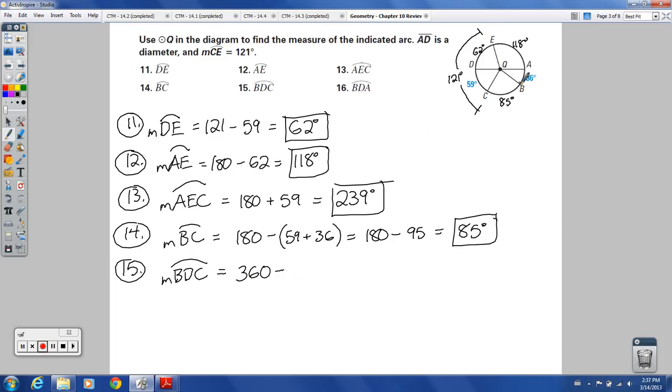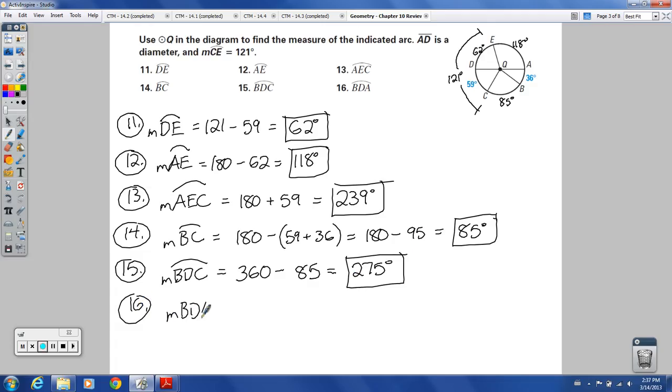Alright, B to D to C. So we're going the long way around, B through D over to C. We just need to take our whole circle, 360, and subtract the 85 degrees from that. And so 360 minus 90 would be 270. So it would be 275 right there.